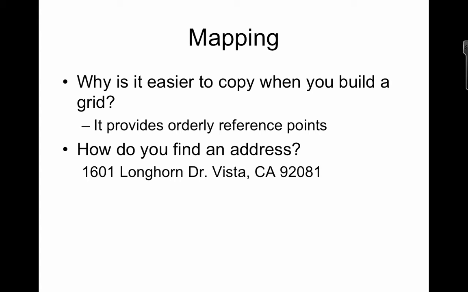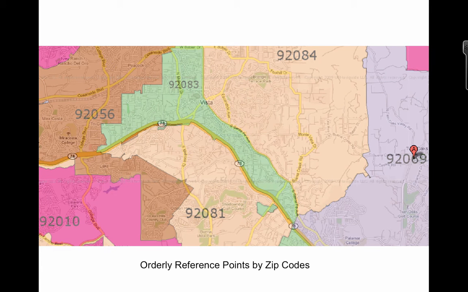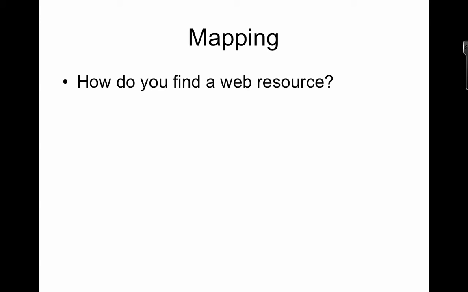Well, we're organized by zip code, right? So orderly reference points are by zip code. That allows mail to be delivered to any particular place within Vista, for example, by zip code. So you get the idea. No notes taken on this, not necessary. Just the map that you have in your notes.